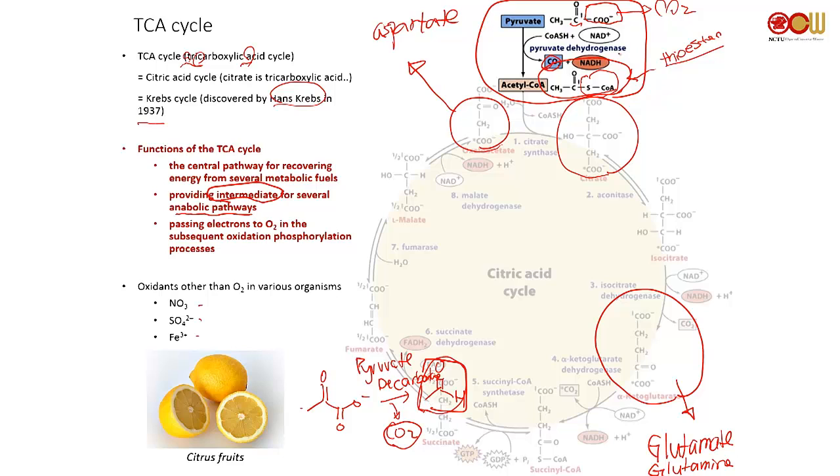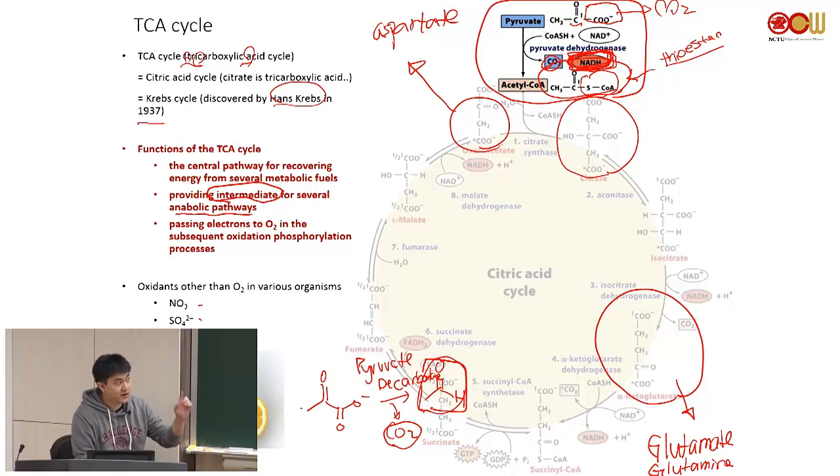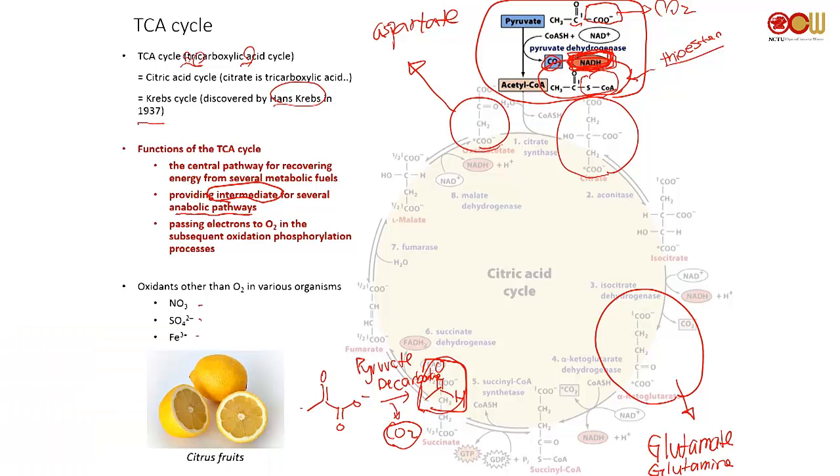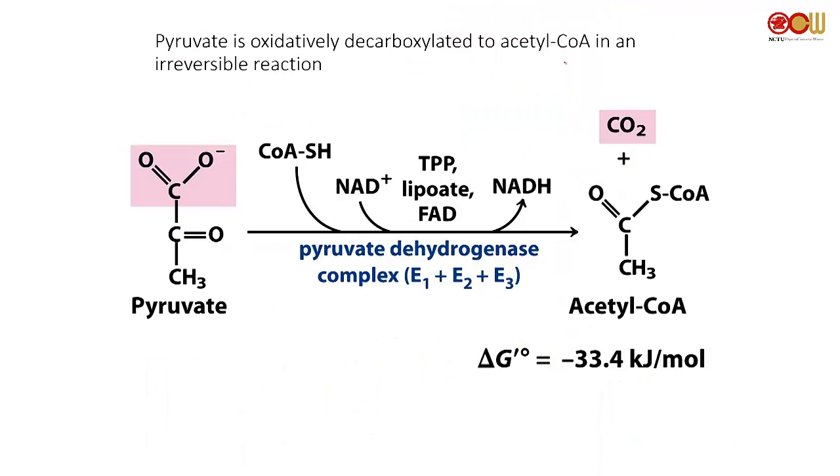In this pyruvate dehydrogenase reaction, you also produce an NADH. Because if you compare the decarboxylated products, one is acetaldehyde and the other is acetyl-CoA. Acetyl-CoA is a thioester, which is essentially the same thing as saying acetate, acetic acid. So you compare aldehyde and acid, and obviously there's a loss of electrons. This loss of electrons is here in the NADH. So this is the reaction.